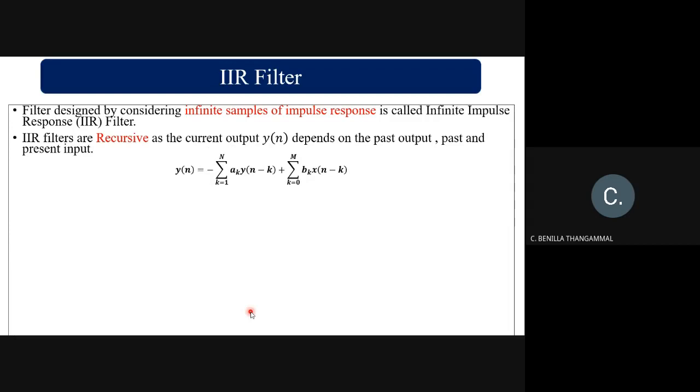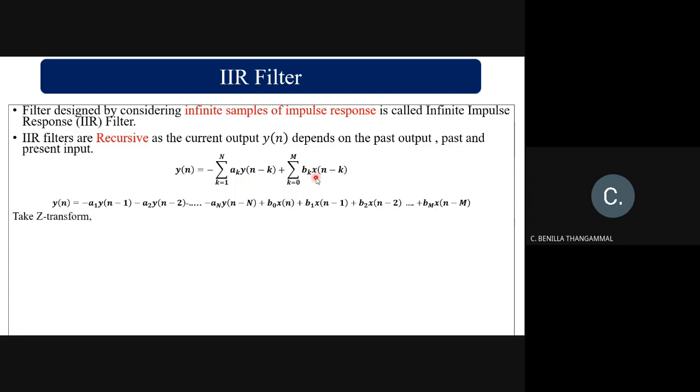That is, y of n is equal to minus summation k equal to 1 to n a suffix k y of n minus k plus summation k equal to 0 to m b suffix k x of n minus k. So the output y of n depends upon the past output, and present and past inputs here. I can expand this equation, the summation, by substituting k value as 1 to n for y of n minus k, and k is 0 to m for x of n minus k.